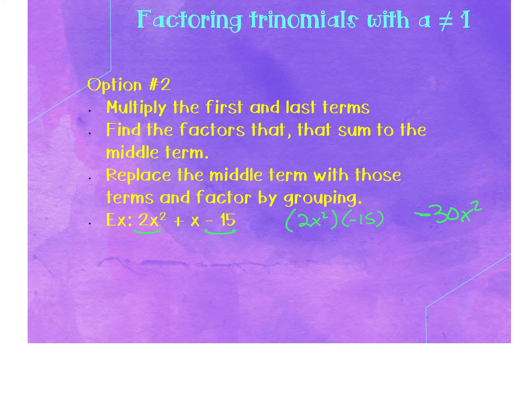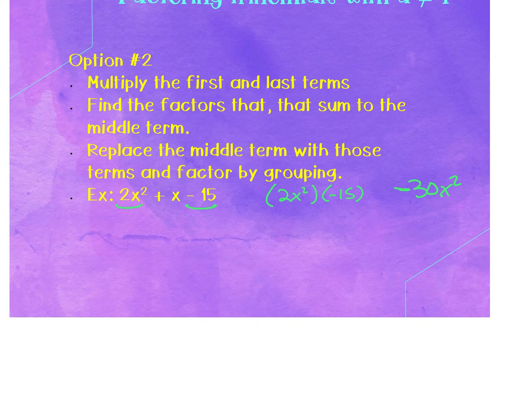Now, really, I'm just focusing on the negative 30. I'm looking for factors of negative 30 that when I combine them, give me the middle term. So the factors that'll give me a 1. So if I start my organized list, I'm looking for 2 numbers that multiply to give me negative 30x squared, but the same 2 numbers that when I add them, give me a 1x, which is the middle.